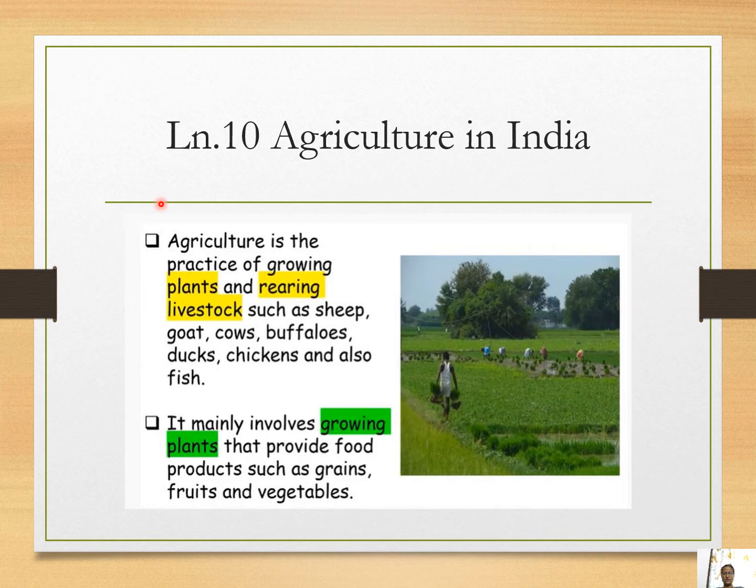Now let's come back to our topic. Today our topic is agriculture in India. Agriculture is the practice of growing plants and rearing livestock such as sheep, goats, cows, buffaloes, ducks, chickens and also fish. It mainly involves growing plants that provide food products such as grains, fruits and vegetables.